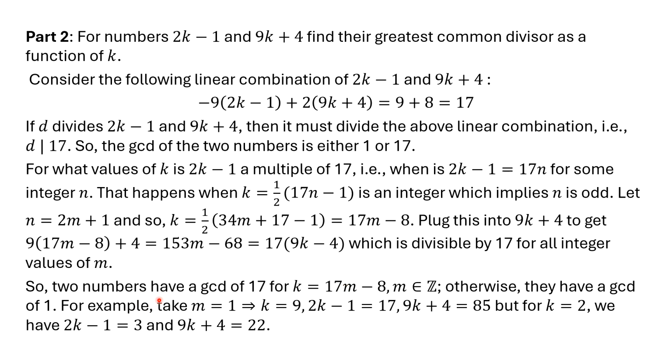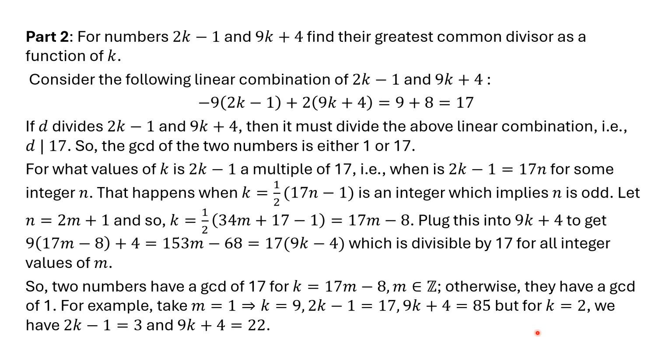And then just to have a couple of examples of this, let's take m equals 1. So we're in this case here. Then k would be 9. 2k minus 1 is 17, and 9k plus 4 is 85. And you can see here that 17 divides this number clearly, and then 5 times 17 is 85, so it divides this also.